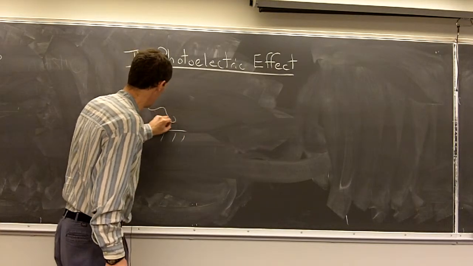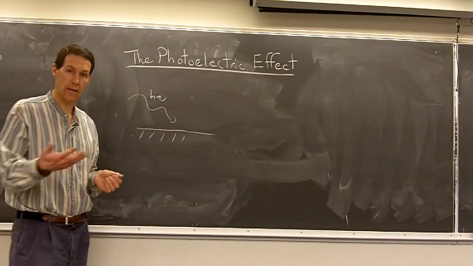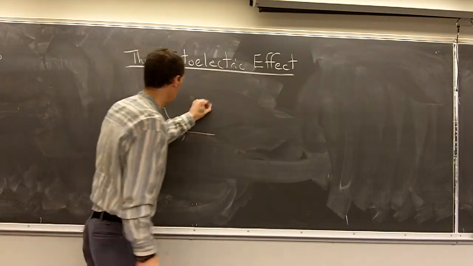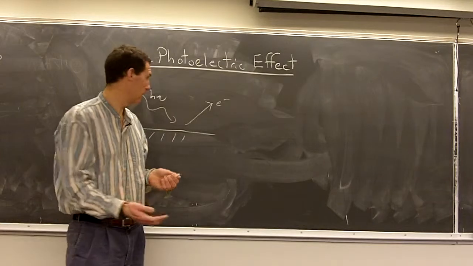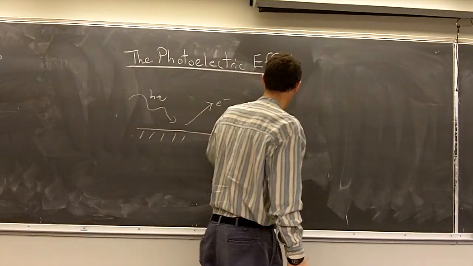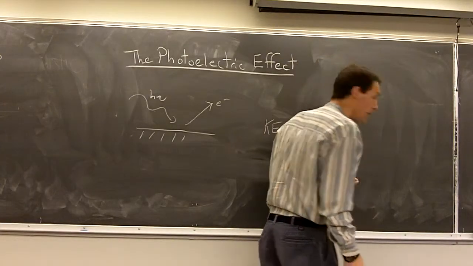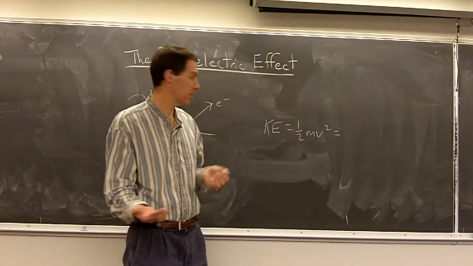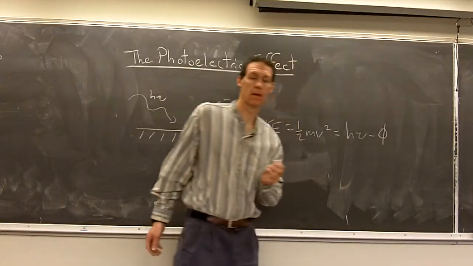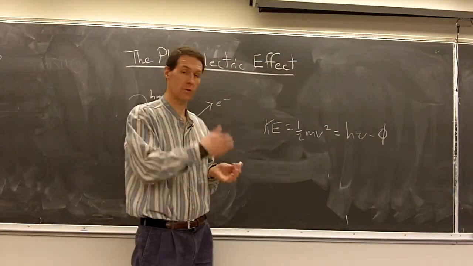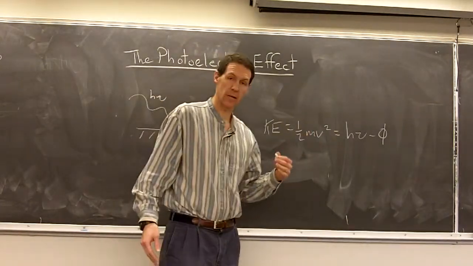shine light on a material. Light is often indicated by the energy of a photon, h nu, and you eject electrons. These electrons come off with some kinetic energy. And Einstein showed that by conservation of energy, the kinetic energy was equal to the energy of the photon minus the work function, the energy with which the electron is held in the material.